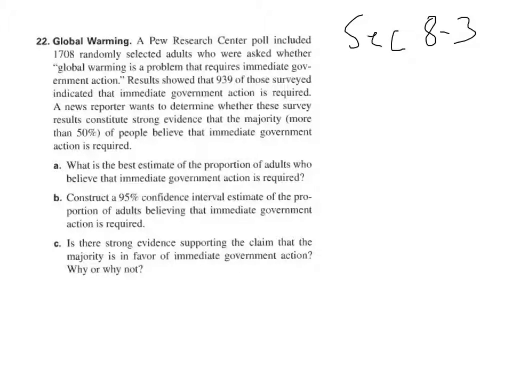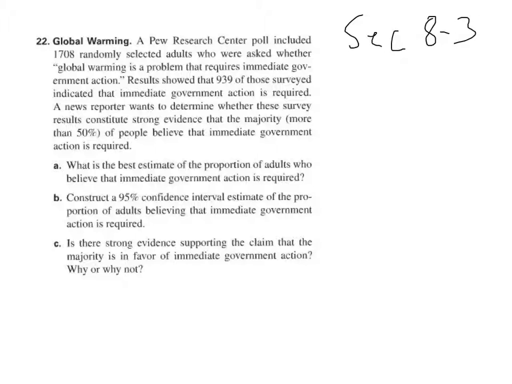Here's a problem that's like that MyMathLab problem. They went out and did a random sample, which is important. So let's use these techniques to find the best estimate. Well, since we don't know the population, we don't know the proportion of adults who think the government should get involved with global warming.